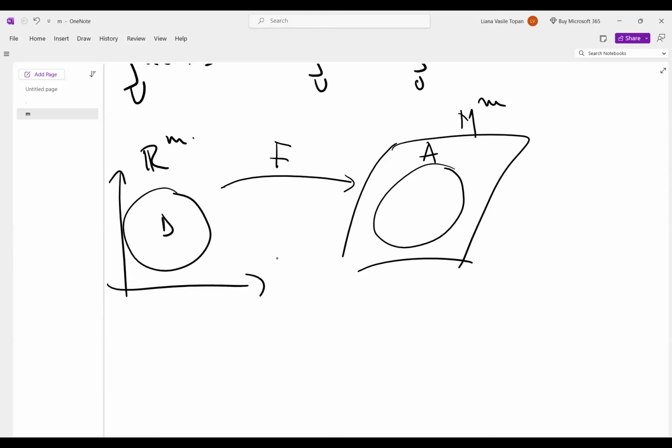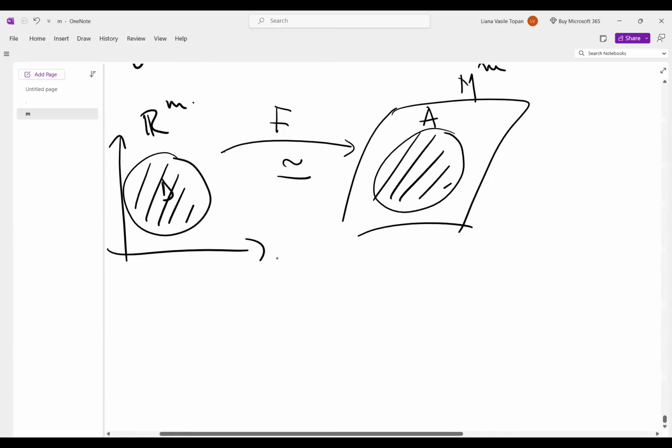We want the interior of this domain to go into the interior here, such that when you restrict the function, you get a diffeomorphism that preserves the orientation. So in fact, we parameterize A. Now, this D is called the domain of integration. A is called a parameterized set of M, and F is called a parameterization.